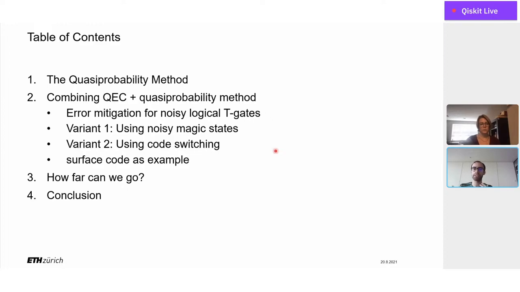More precisely, we're going to look at two specific variants of how this can be done. In one variant, we're going to make use of noisy magic states, whereas in the other variant, we're going to use something that is called code switching. Both of these variants will be illustrated on the surface code. Then I'd like to discuss a little bit about how far we can go with this method, what the limits are, and at the very end, I'm going to conclude with the important points in my presentation.